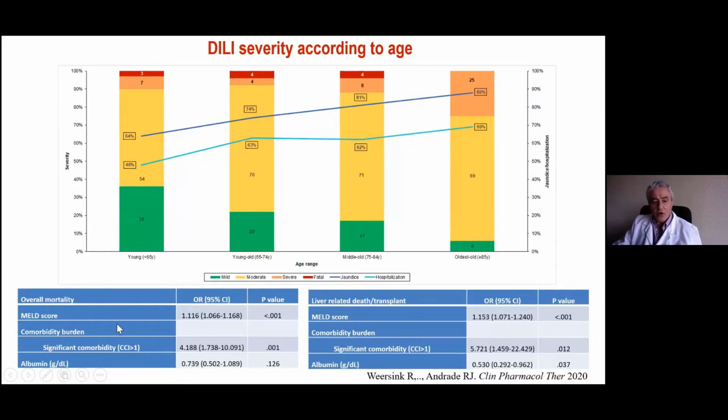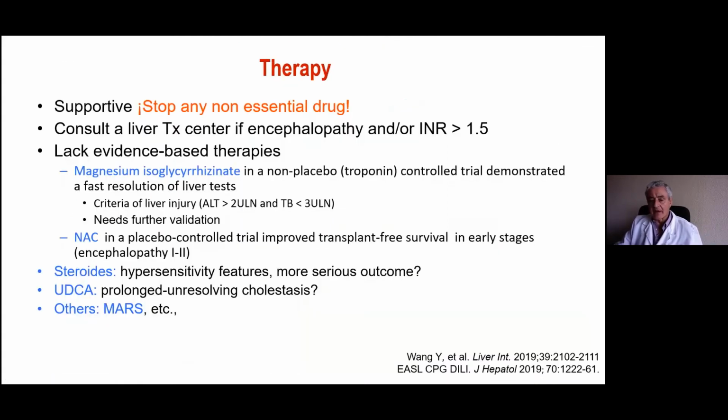And in our cohort, we were able also to validate these parameters that are associated with the risk of mortality. For the overall mortality, MELD score, the comorbidity burden, but not the albumin, and for the liver-related death or liver transplantation, the full parameters as identified by the Indiana group were also associated with the risk of liver-related death or transplant in our analysis. What about therapy?